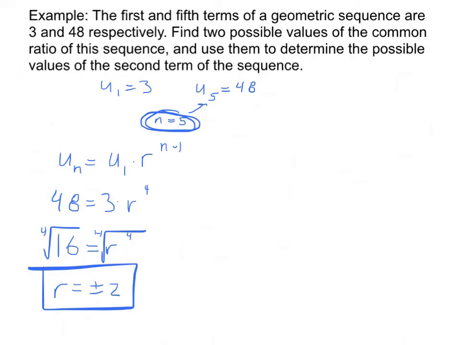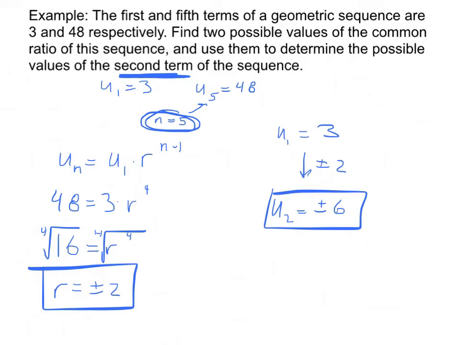Then the problem wanted us to find the possible values of the second term of the sequence. How can we find the second term? Well, we could find the second term by just taking the first term, which was 3, and multiplying by the common ratio, which is plus or minus 2. It means that the second term of your sequence will be plus or minus 6.